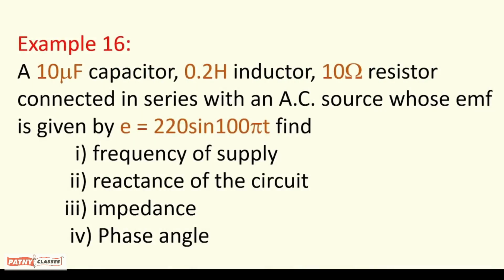Example 16. A 10 microfarad capacitor, 0.2 Henry inductor, 10 ohms resistor connected in series with an AC source whose EMF is given by E equals to 220 sine 100 pi t. Find first frequency of supply, 2 reactance of the circuit, third impedance, and fourth one phase angle.